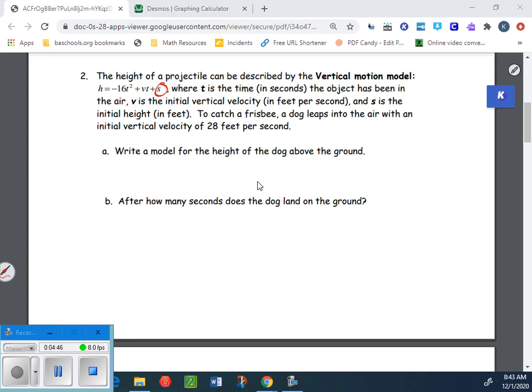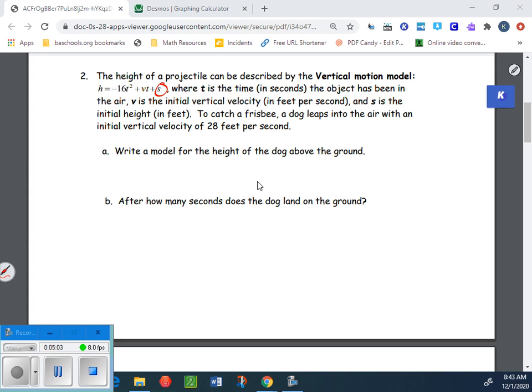They used s for the starting or initial height. Other than that, it's the same. Just keep that in mind. That spot will always be your initial starting spot. So the height of a projectile is that model.